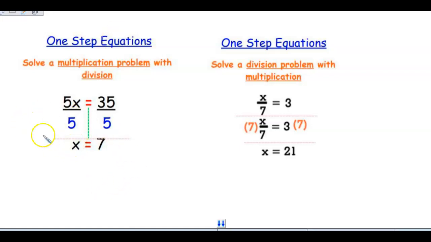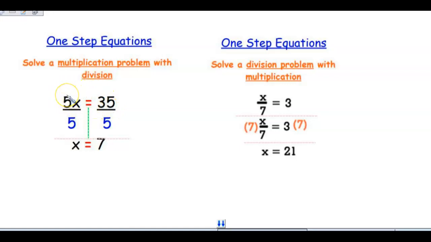These are some examples. You'll notice that you have this line here. You can sometimes think about this equal sign as being a wall that separates the two. And remember that you always want to do the same thing to each side of the equation. Okay, so in this case, this is a multiplication problem. 5x is multiplication, is equal to 35.